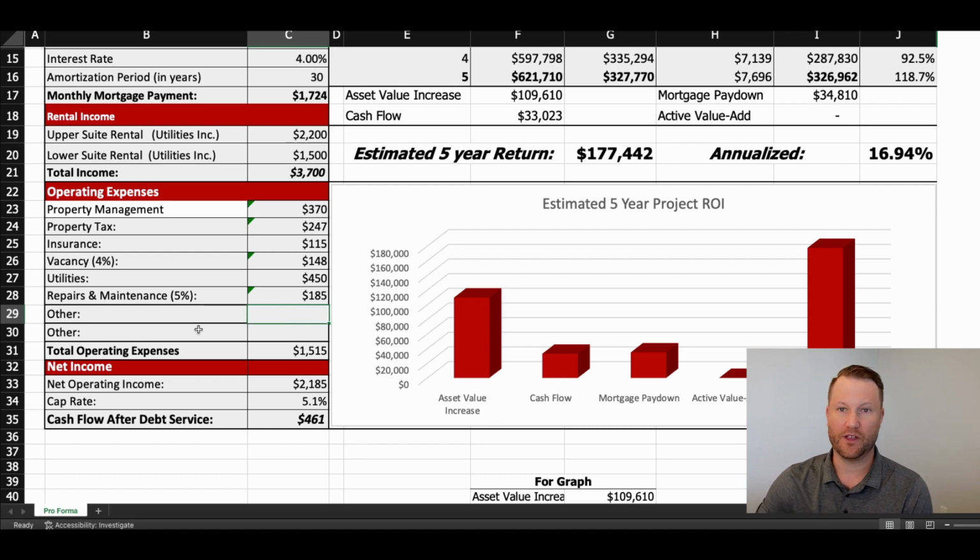This could be stuff like whether you're including cable or Wi-Fi, or if you've got a fully furnished property in here and you want to have a furniture budget or something like that. If there's other expenses, you can factor them in for that. And that would also be a good question to ask your realtor. Hey, what am I not seeing here?